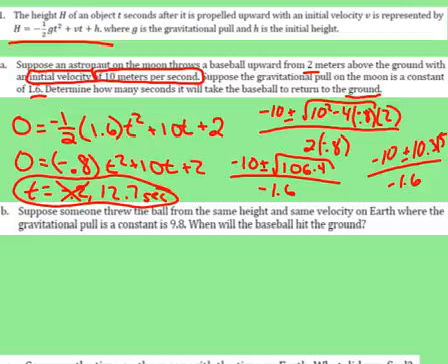Now it says, suppose someone threw the ball from the same height and the same velocity on Earth, where the gravitational pull constant is 9.8. When will the baseball hit the ground? The good news is the only thing that changes in the equation is that it becomes 9.8. And 9.8 divided by negative half is going to be 4.9. So I'm going to write 4.9t squared plus 10t plus 2.